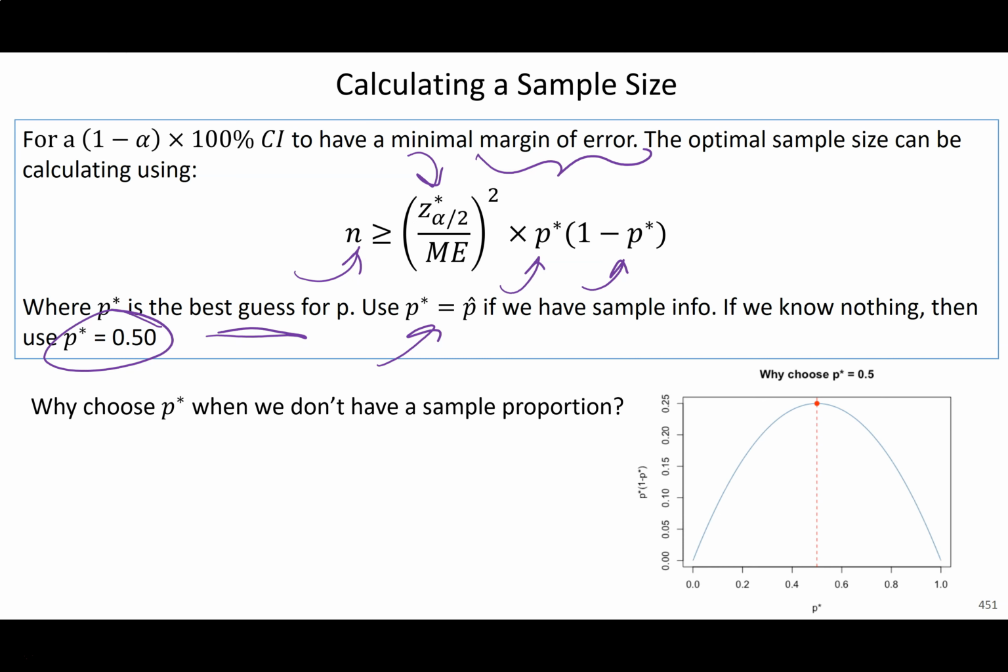And why that is, it comes down to, if you use P star is equal to 0.5, that maximizes the sample size that's required, the minimum sample size. So you don't want to use 0.5 unless you have to. But if you have no sample information, you can. It's just going to ensure that it's going to be the biggest possible minimum sample size you can have. It's the most conservative guess for our sample size. It ensures that our sample size will be at least big enough. So remember, use p hat if you have it. If you don't have anything, use 1/2.